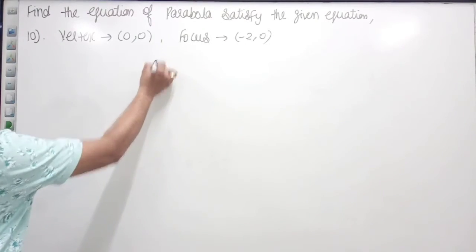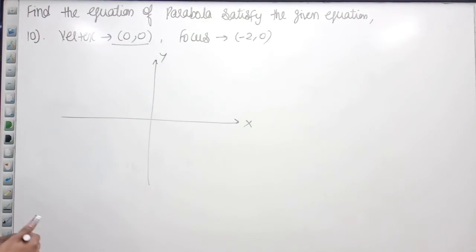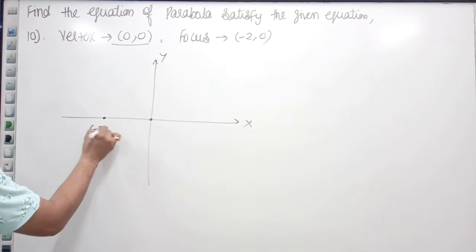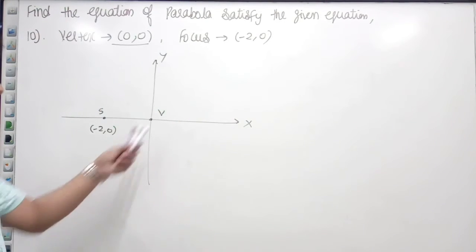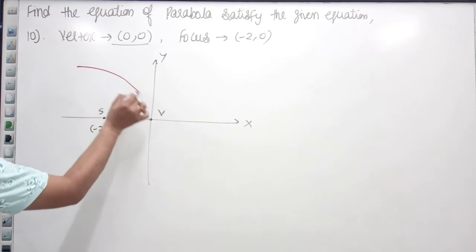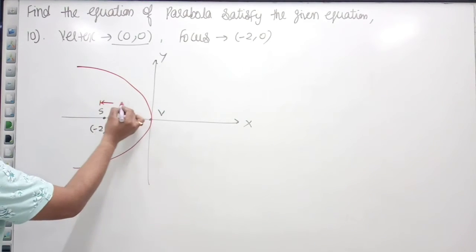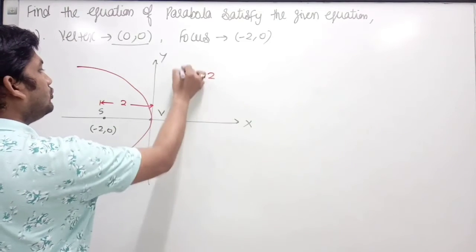Now in the next question we have vertex 0, 0 and focus is minus 2, 0. This is the vertex, focus minus 2, 0. This is the focus, this is the vertex. Now a parabola always passes through the vertex and bends towards the focus. Bending towards the focus means we will have this parabola. Now this distance is what? 2 units. So we can say a equal to 2.